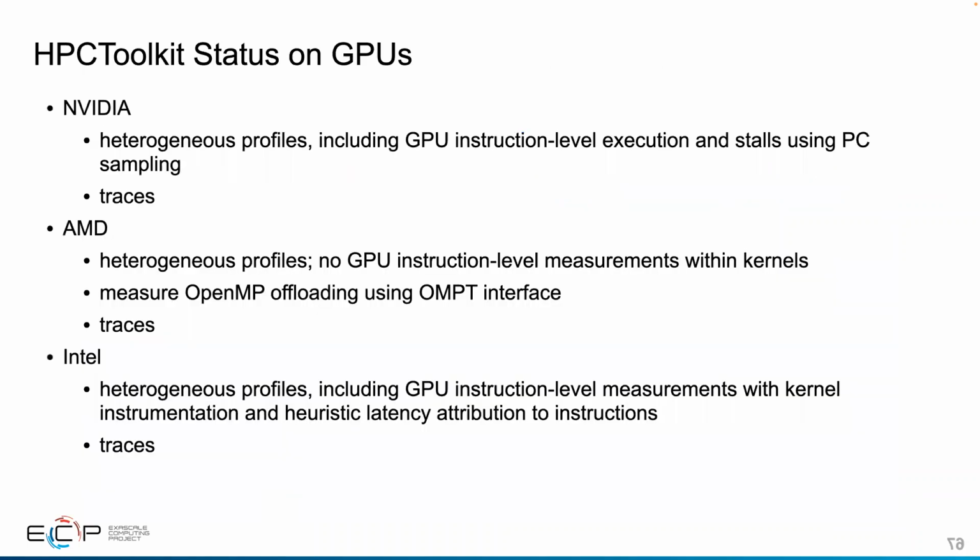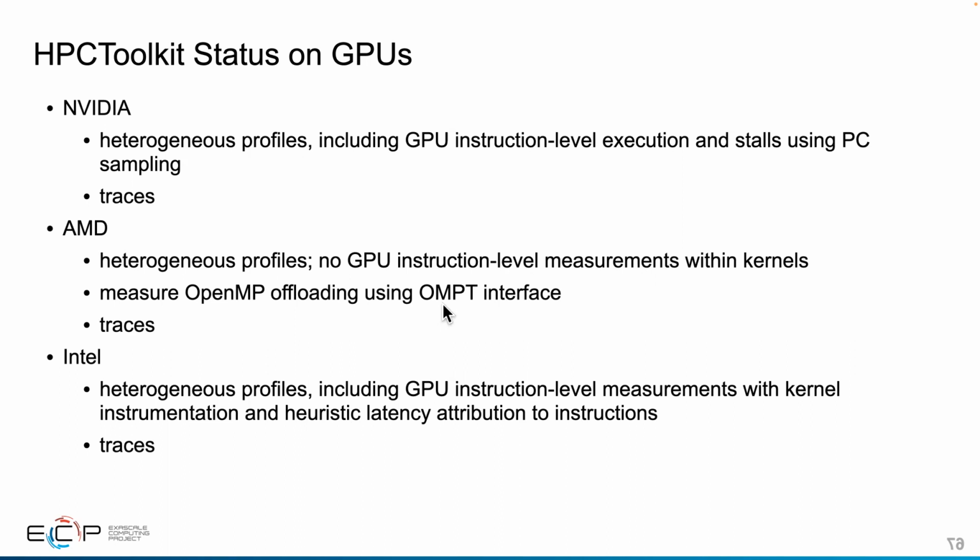So the status of HPCToolkit on GPUs is that on NVIDIA GPUs, we can collect heterogeneous profiles of CPU and GPU activity, including instruction level characterizations using PC sampling and traces like we've been looking at. On AMD GPUs, we can collect these heterogeneous profiles. The difference is that we don't yet have instruction level measurements within the kernels. There's no mechanism for that yet that has been provided by AMD.